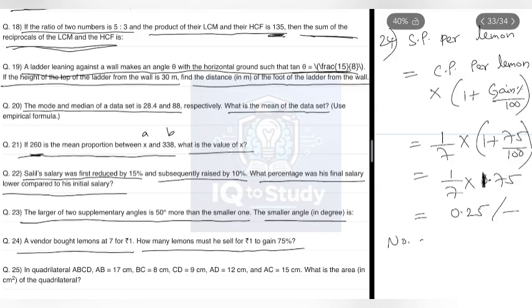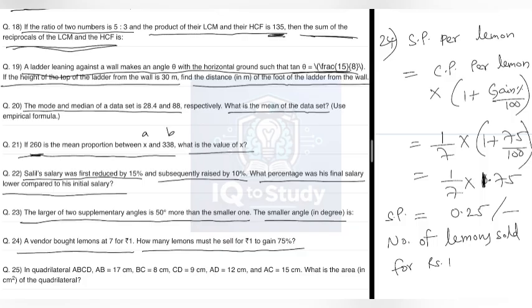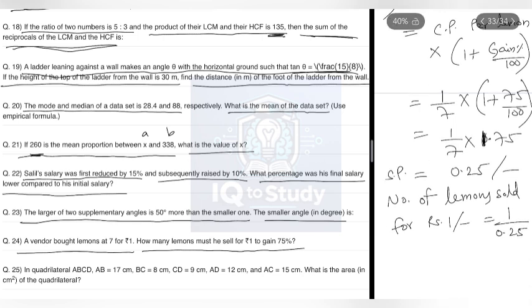So, the number of lemons sold for 1 rupee is equal to 1 rupee by 0.25, that is equal to 4. So the number of lemons sold is 4.